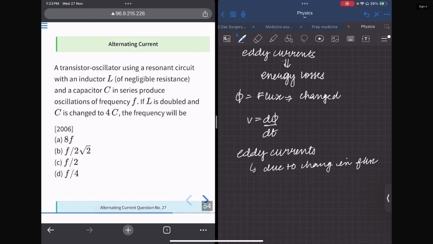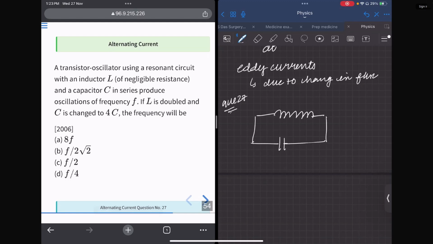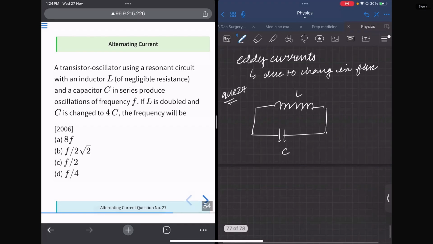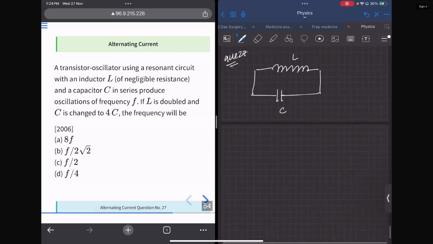Okay. Moving on to the next one, we have a transistor oscillator which is using a resonant circuit with inductor L and capacitor C. So, question number 27, this is an LC circuit. This is the inductor, this is the capacitor. So, L and C are in series, and they have given us two situations. We have case one and then we have case 2.